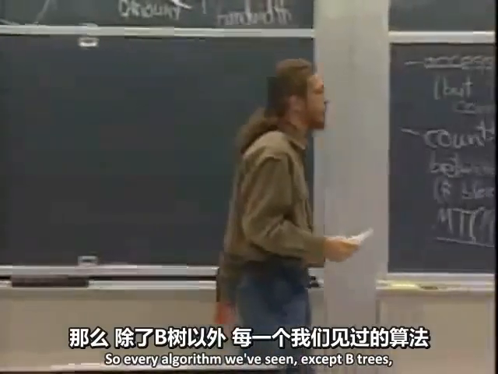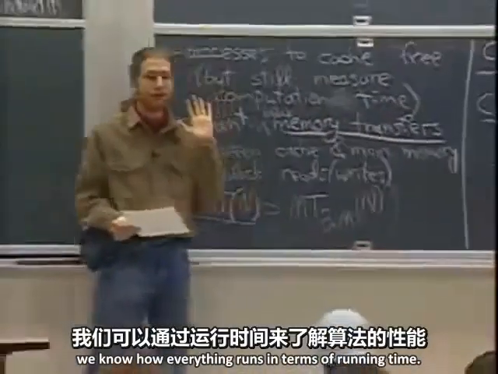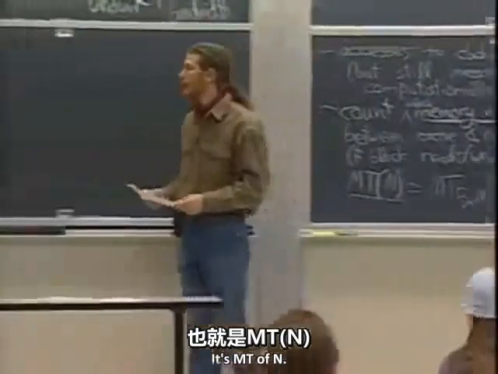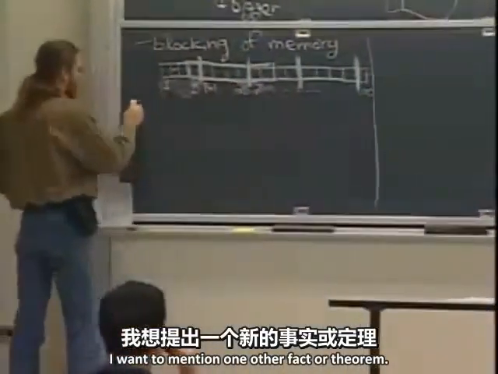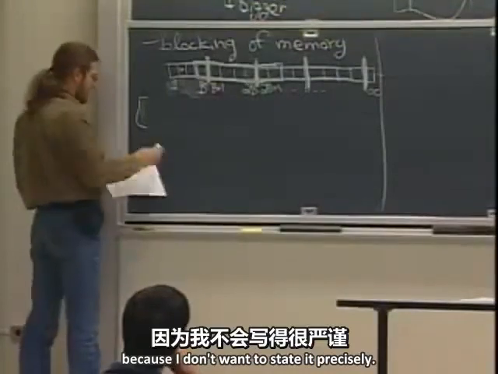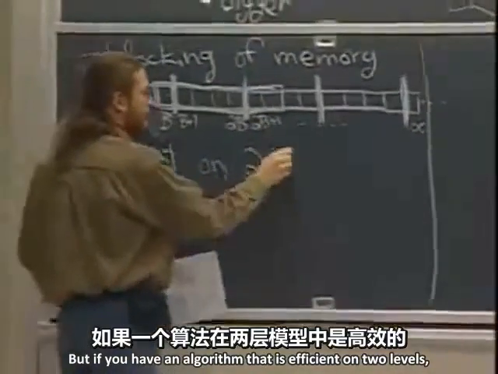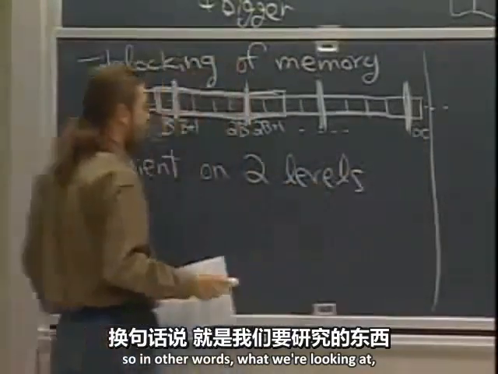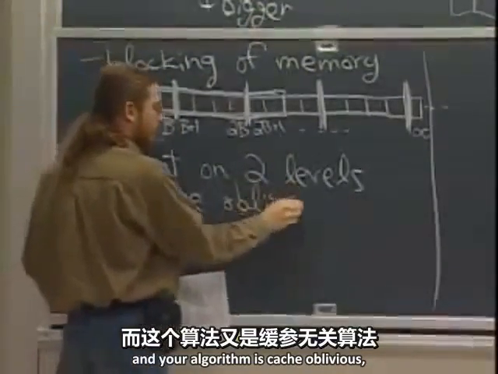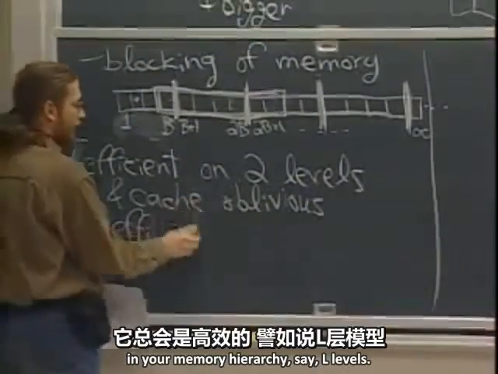So every algorithm we've seen, except B-trees, is a cache-oblivious algorithm. And our question is now, we know how everything runs in terms of running time. Now we want to measure the number of memory transfers, this MT of n. I want to mention one other fact or theorem. I'll put it in brackets because I don't want to state it precisely. If you have an algorithm that is efficient on two levels, so in other words, if we just think about the two-level world, and your algorithm is cache oblivious, then it is efficient on any number of levels in your memory hierarchy.